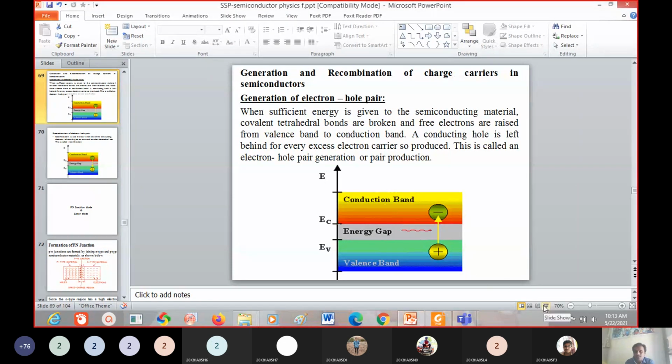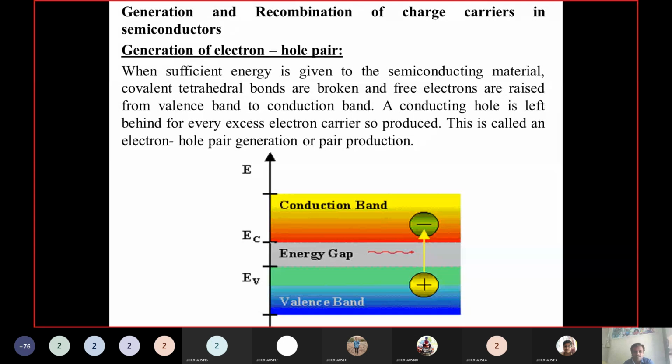Here we are discussing carrier generation and carrier concentration. Carrier generation means generation of electron and hole pairs. When we supply energy to the valence band, electrons jump from the valence band to the conduction band. That energy can be electrical energy, thermal energy, or photon energy, but it should be greater than the energy gap. Then only the valence electron goes from the valence band to the conduction band.